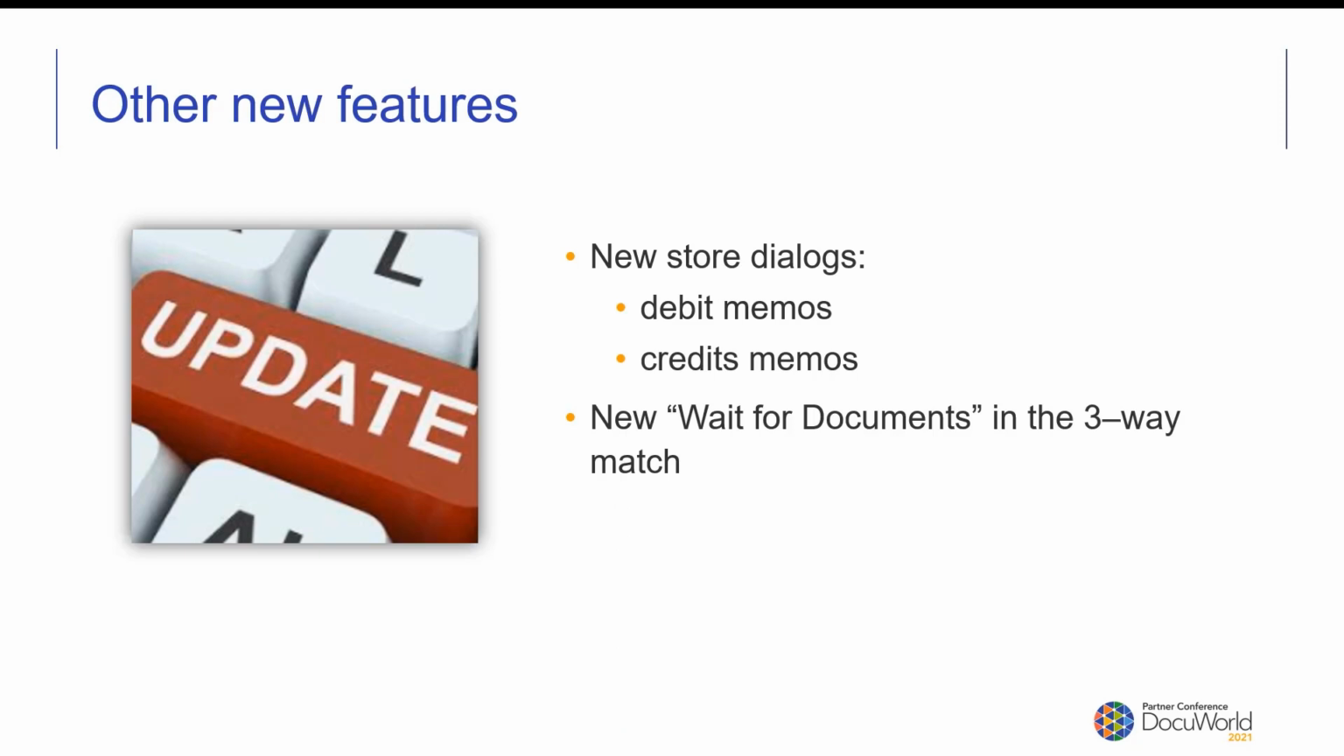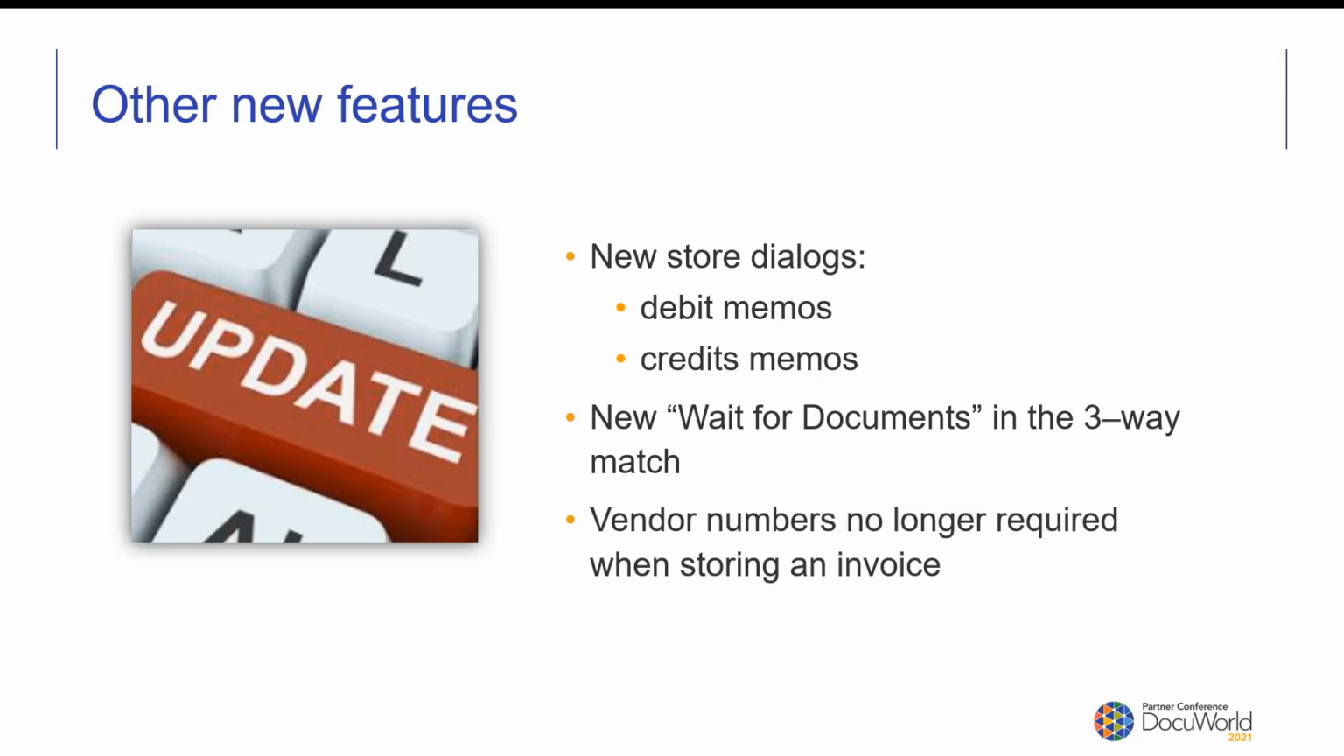even better. New store dialogues for debit memos and credit memos. A new wait for documents in the three-way match process for the packing slip and/or purchase order in the validation workflow. The wait condition is a file cabinet event. The vendor number will automatically be indexed, available in all searches and including the CSV file for the data export.